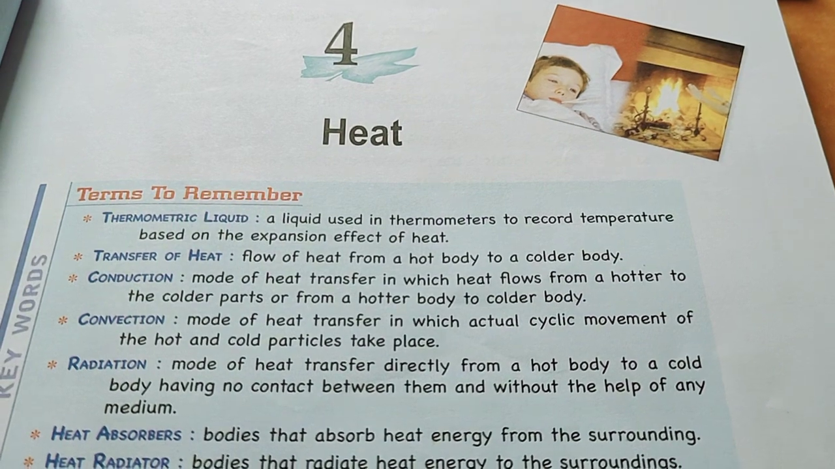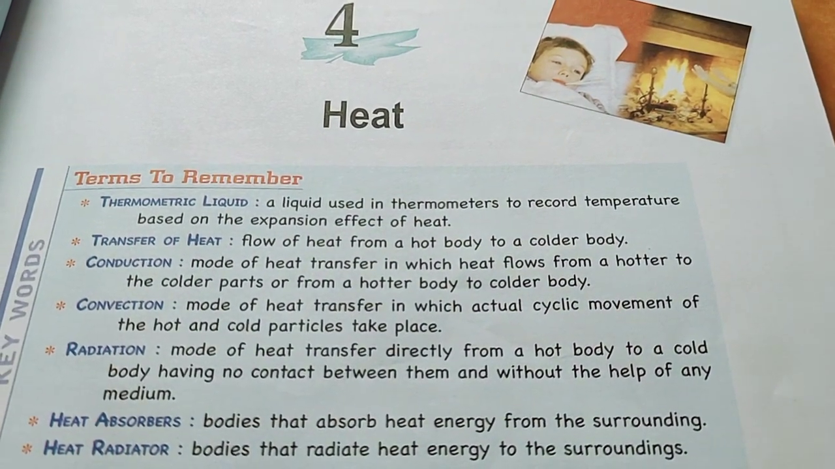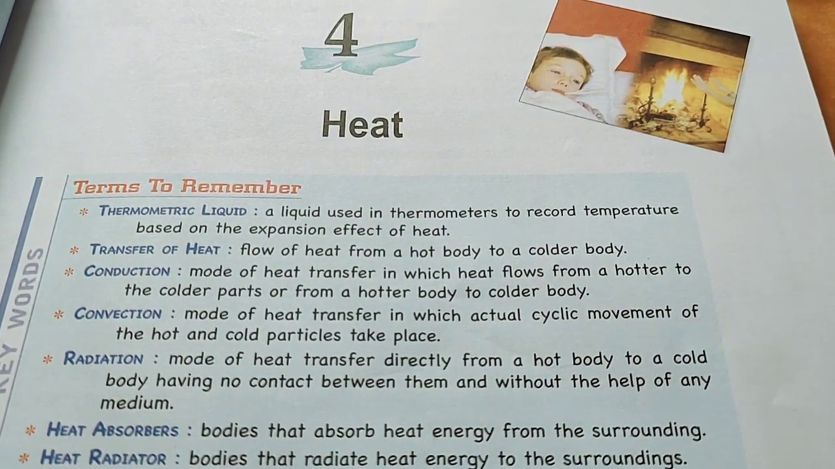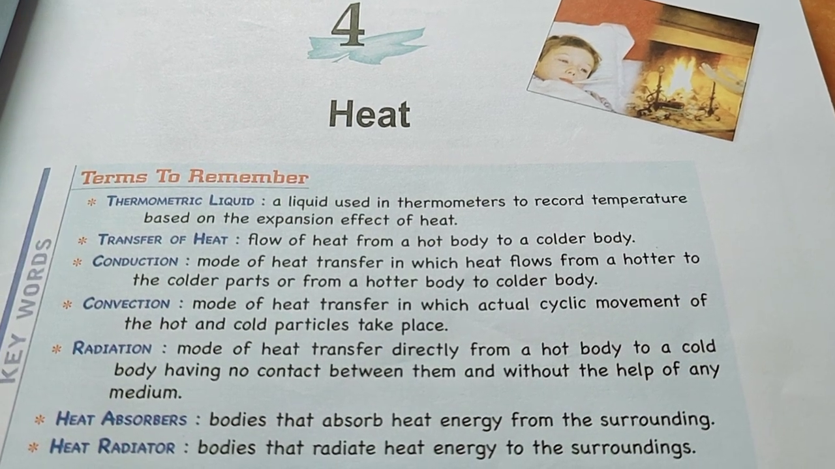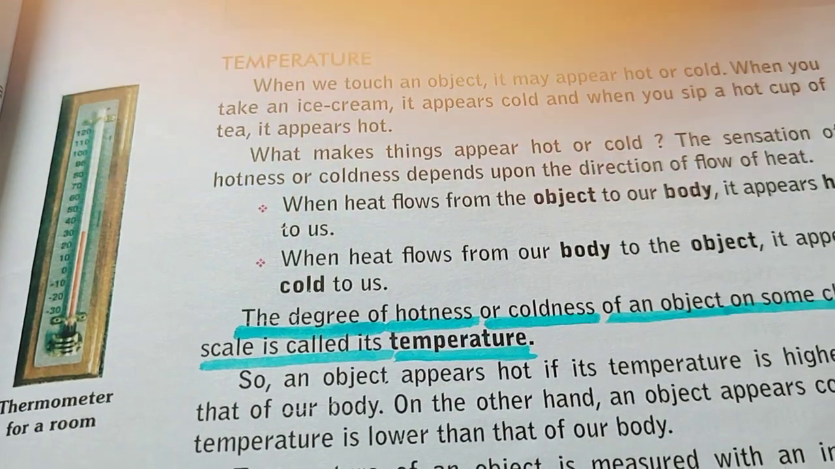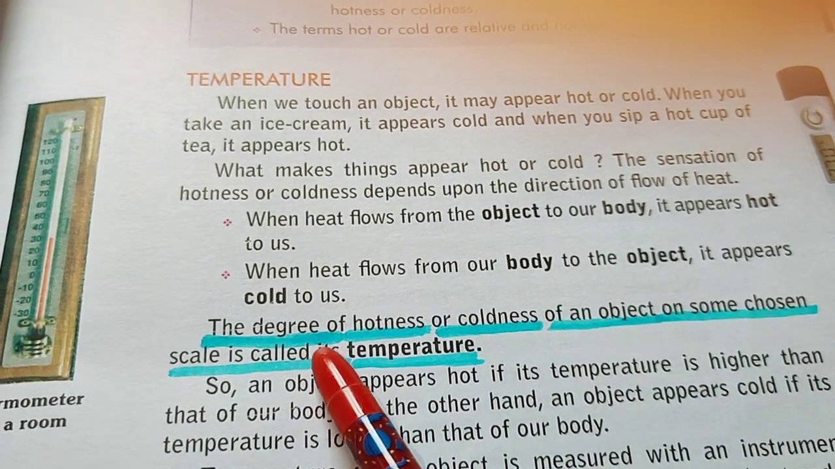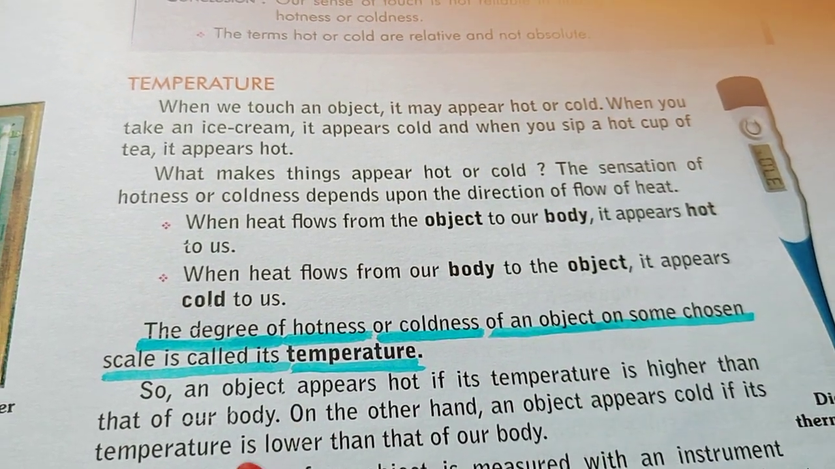From the last lecture we know what the meanings of hotness or coldness are. Now in this lecture we will learn what is temperature. Temperature of any object can be defined as the degree of hotness or coldness of an object on some chosen scale.